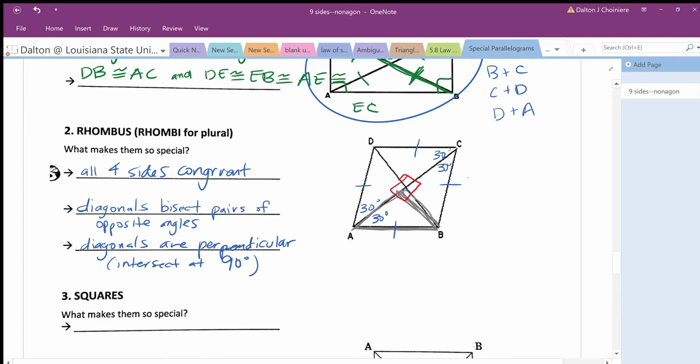30, 60, 90, right? It's got to add up to 180. So I know that this angle has to be 60 because these 3 angles must be 180 altogether.